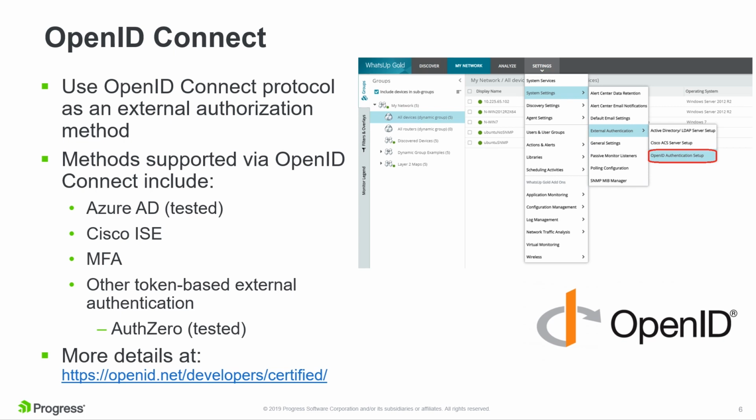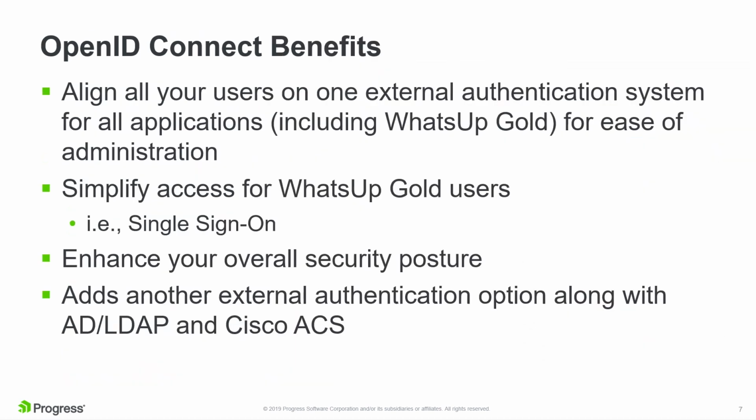You can take advantage of things like Azure Active Directory, Cisco ISE, multi-factor authentication, or really any other token-based external authentication tool or functionality that works with OpenID Connect. We have tested it with Auth0 and Azure Active Directory. The advantage here for you is that anything that you can come up with that works with OpenID Connect, and you can get more details on exactly what that does at their actual developer's website, is something you can use to authenticate WhatsUp Gold users.